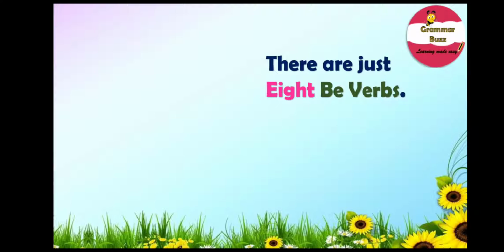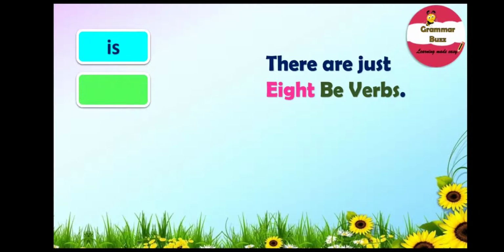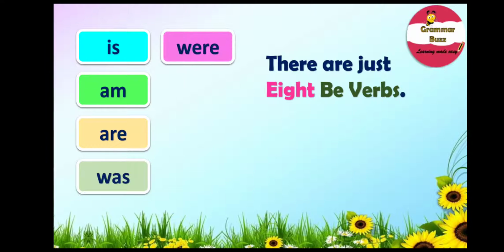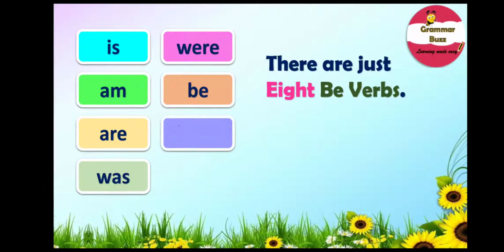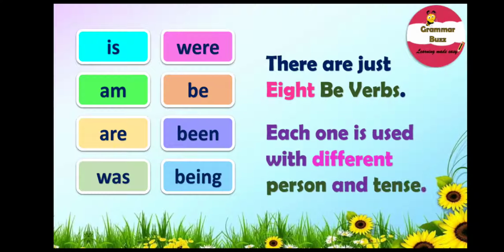Well, there are just 8 be verbs in English grammar, and they are is, am, are, was, were, be, been, and being. Each one is used with different person and tense. Now, let us try to understand each one of them one at a time.